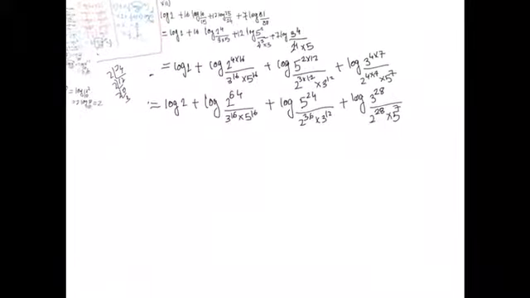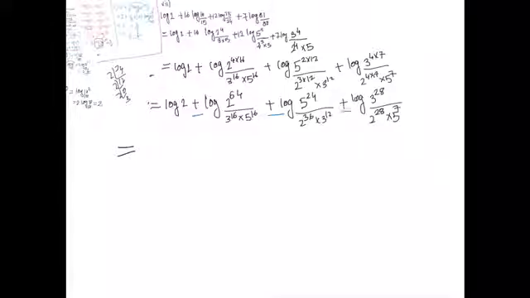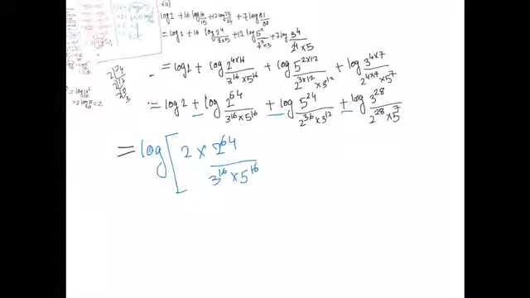Now we can pack it up. These are all additions, so this all will get multiplied. So we can write log of a big bracket: 2 into 2 to the power 64, by 3 to the power 16 into 5 to the power 16, into 5 to the power 24, 2 to the power 36 into 3 to the power 12, into 3 to the power 28, 2 to the power 28 into 5 to the power 7.